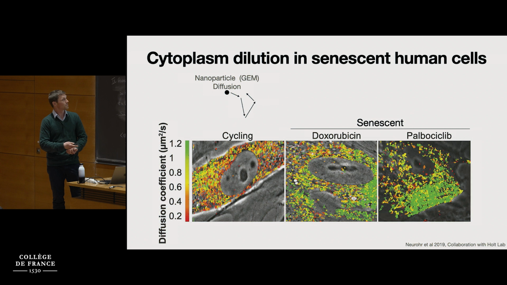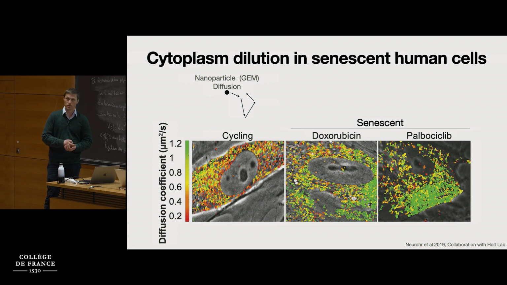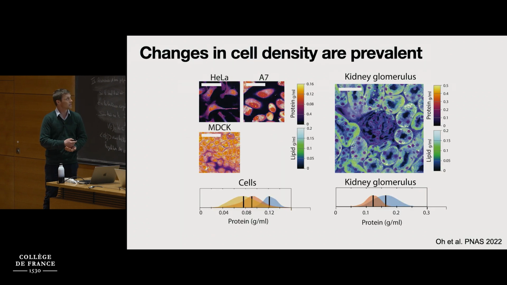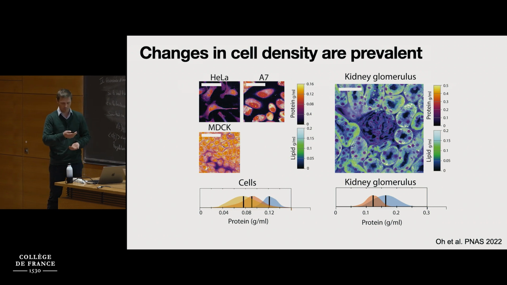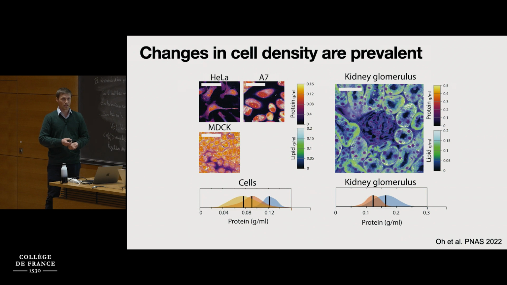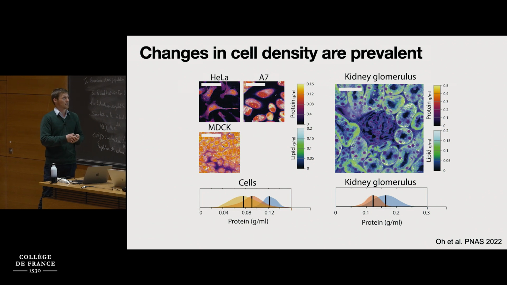Now, such changes in overall protein and macromolecule concentrations don't only occur in these senescent cells, but are also observed during differentiation or if you measure in different cell types. So here are measurements by Shuyun Ove when she was still in Marc Kirschner's lab, where she was using normalized Raman imaging to measure protein concentration inside of cells in actual tissues or in cell lines.